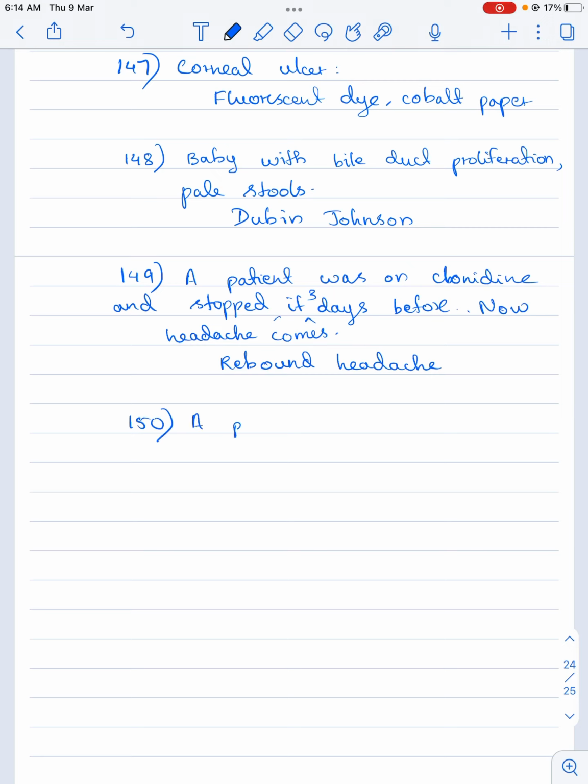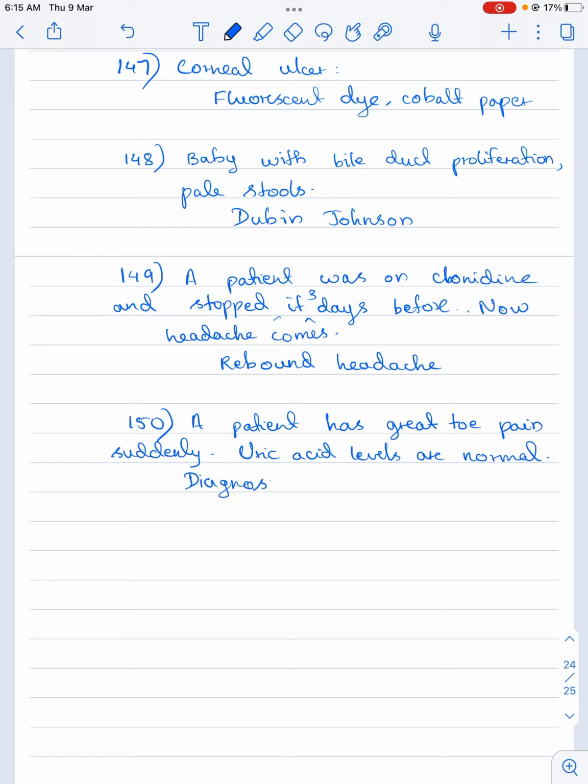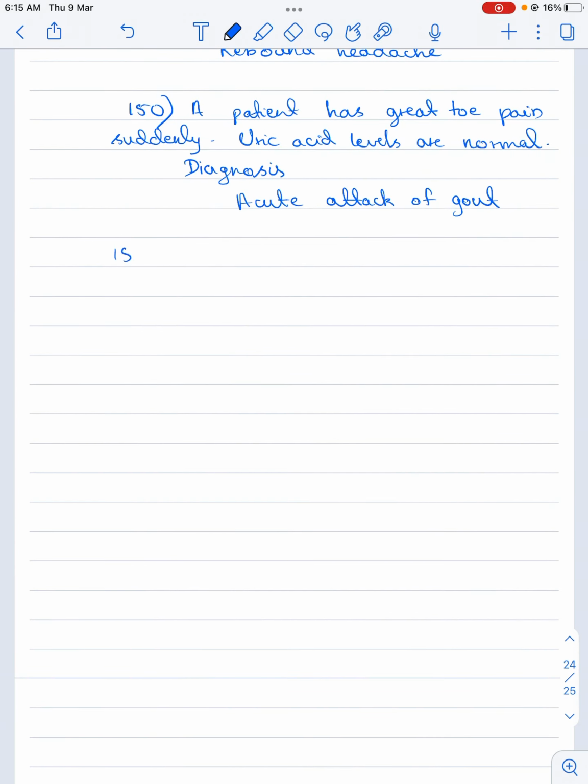A patient has great toe pain suddenly. Uric acid levels are normal. So the diagnosis is acute attack of gout. Next question.